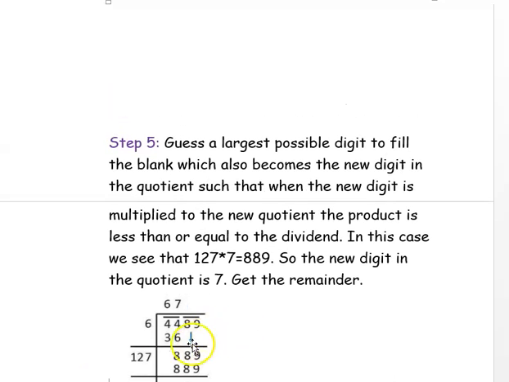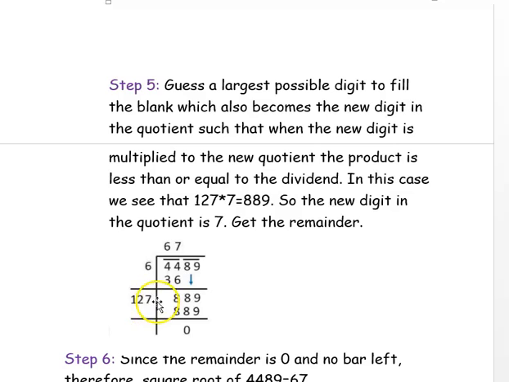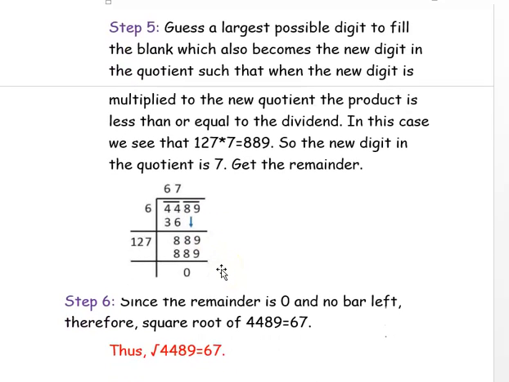Now here it's 12. So I guessed a number, 121 into 1, 122 into 2, like that I have guessed. And I have got the number 127 into 7, which is 889. So I have written it here. The new quotient is 7 and the dividend is 889. If we subtract, I got 0. And here also there are no numbers under the bar. So I can conclude that the square root of 4489 is 67.